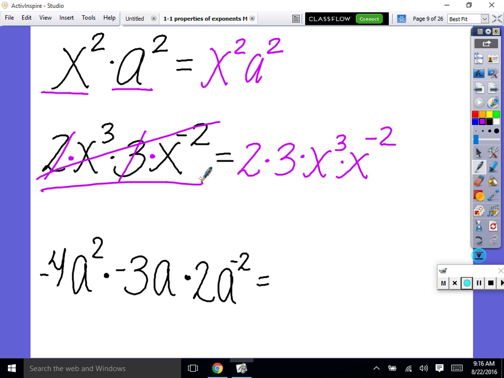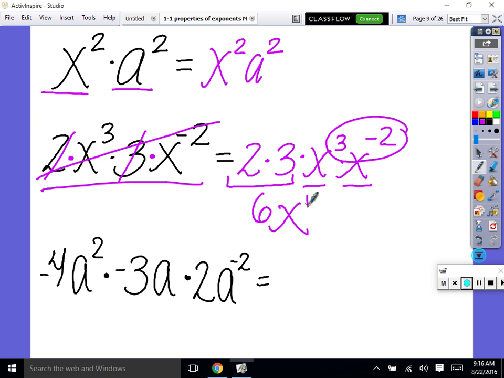So now let's simplify. Now the song goes, when you multiply, you add. That's not true for numbers. We know that 3 times 2 or 2 times 3 is not addition, right? Those are not the same base. Well, the song only works for exponents. So what is 2 times 3? 6, right? And when you multiply the same base, you add your exponents. So 3 plus negative 2 is 1. So 6x to the first.